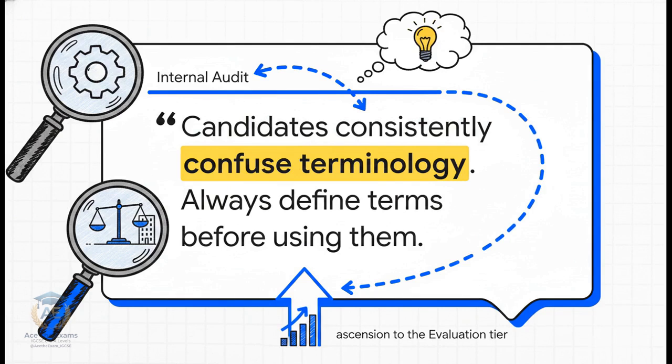Did you explicitly define internal audit and external audit in your opening sentences? By doing this, you immediately signal to the examiner that you possess the foundational knowledge. It frames the rest of your analytical argument beautifully and prevents any ambiguity in your writing.